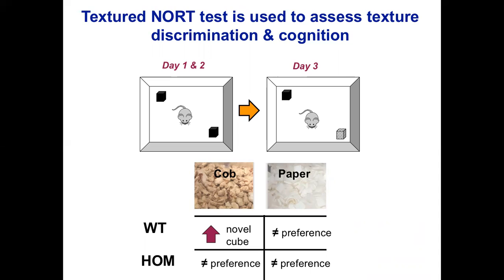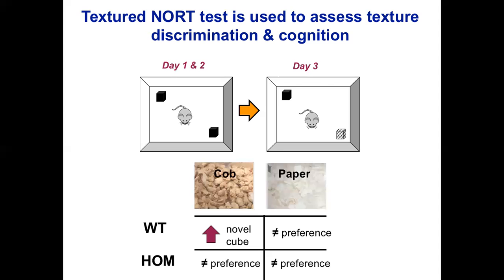And that's exactly what we observed for wild-type mice raised on cob bedding. However, there was no interest in the novel texture cube for the homozygote E183V mice raised on cob bedding, suggesting that texture discrimination is impaired. Also, as previously seen, there was no preference for the wild-type or homozygote E183V mice raised on paper bedding, suggesting that bedding modulates this behavior for wild types, and perhaps still there is some inhibition of texture discrimination for the homozygous mice.